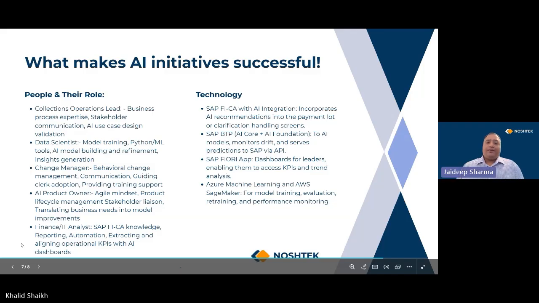Which brings me to an AI product owner, who is the person who connects the technical world along with the business world. They make sure that the AI solutions we have are aligned with the business goals, manage priorities, and evolve the model as the business changes. They act as a bridge between the business and the technology.